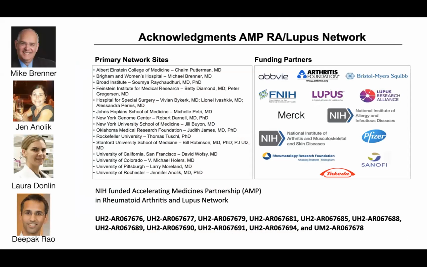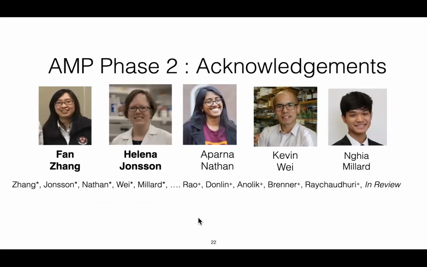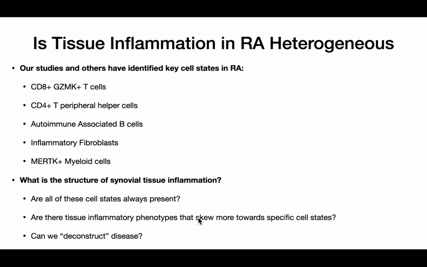I'm going to mention that a lot of the work I'm presenting here is part of a large consortium, which I've had the pleasure to be a part of. It's called the AMP, Accelerating Medicines Partnership Consortium. It's a private-public partnership, NIH, working with a lot of pharma partners. And there's definitely a lot of people to thank, both on the private side and on the public side. And I want to especially acknowledge these individuals who've been really driving the project: Fan, Helena, Parna, Kevin, and Mia, who are rising scientists who did a lot of the work I'm going to present.